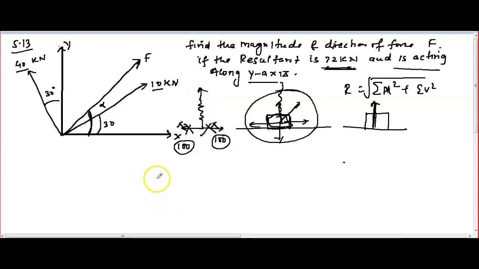Otherwise, how will it move? It will move in some other direction. I already discussed this in the first class. If some horizontal forces are there and some vertical forces are there, it will not move horizontally or vertically, it will move in some other direction, at an angle called alpha, right?